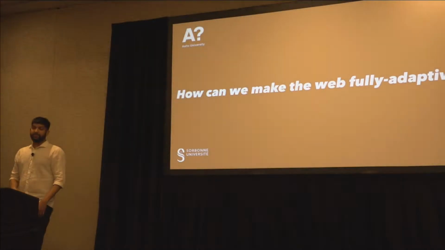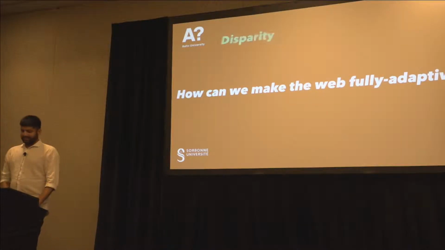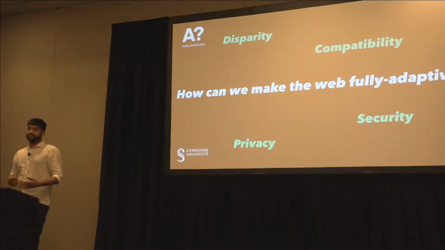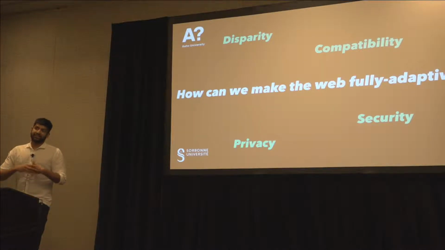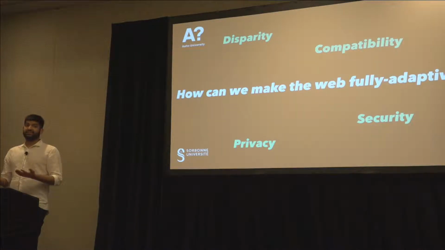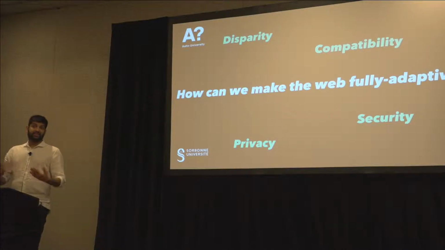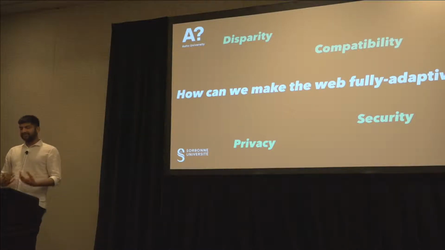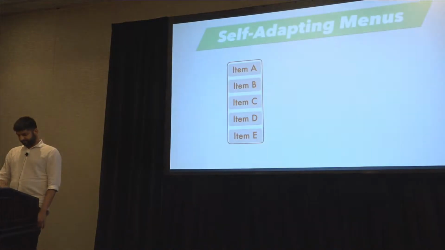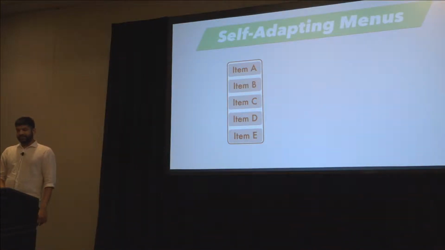So how can we make the web fully adaptive? Of course, there are many concerns when we try to do that, such as there's the issue with disparity in designs where different web pages render menus differently, compatibility between browsers, privacy and security issues while trying to collect user data. And these all make it challenging for us to adapt websites fully. And so how does SAM aim to do that?